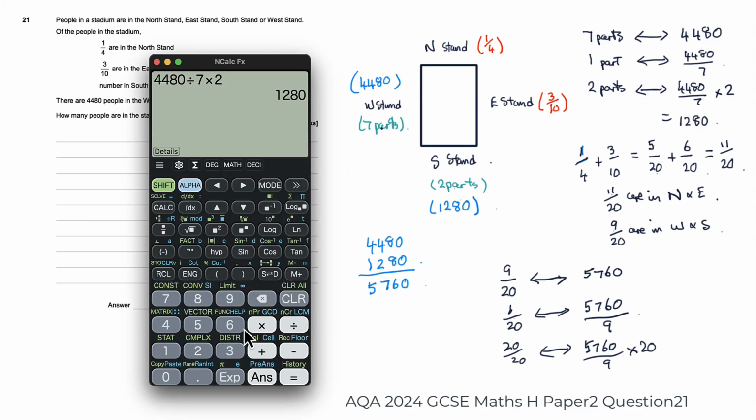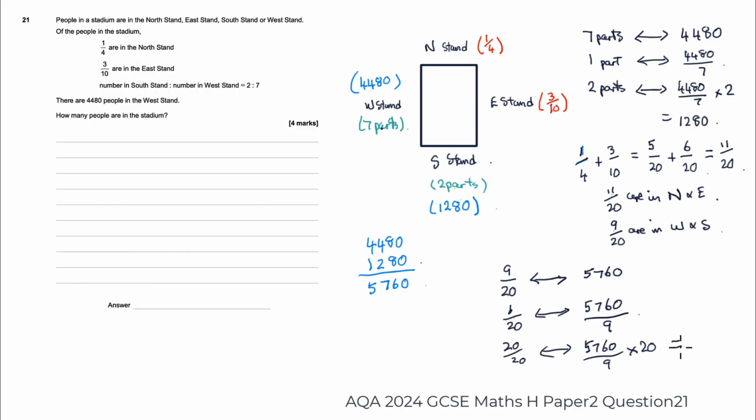So we've got 5760. We're dividing it by 9, and then we're multiplying it by 20. This should be our final answer then. We've got 12,800. And that's the total number in the stadium.